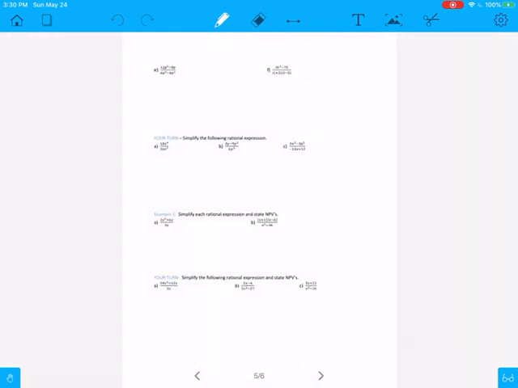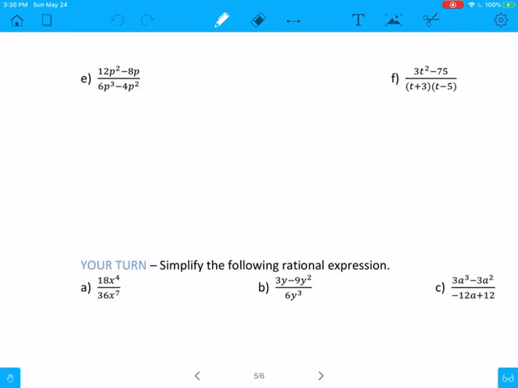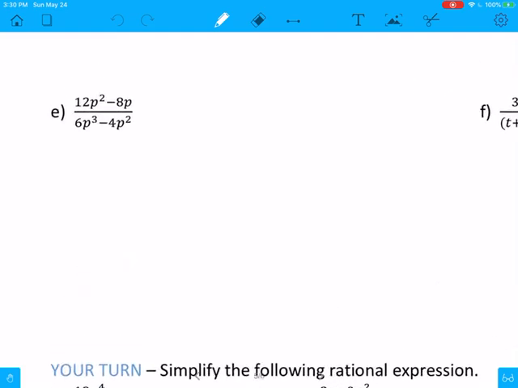Okay, let's look at E. So in E, the top, I can take a 4 and a p out of 12p squared minus 8p. So I take a 4p out. 12p squared divided by 4p is 3p. Minus 8p divided by 4p is minus 2. And the 4 and the p go in their own brackets.